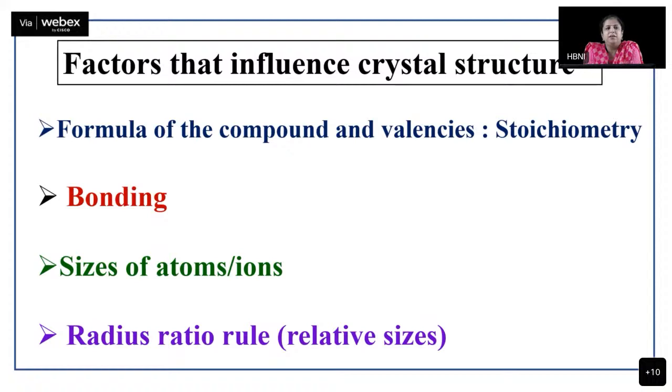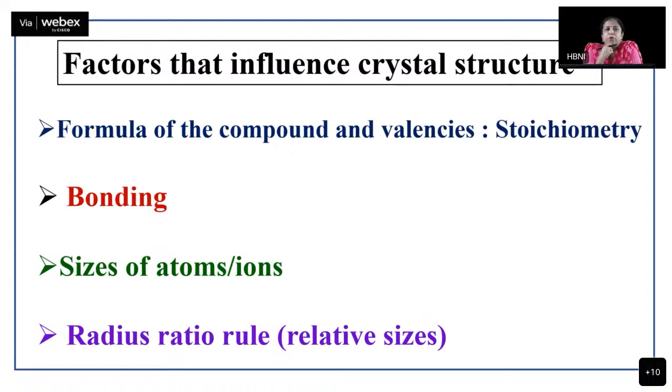If it is AB, it can adopt only an AB kind of structure and not an AB2 or AB3 kind of structure, right? If it is an AB2, it will adopt an AB2 kind of structure. So that narrows down what structure our material will adopt. First and foremost, and the simplest, it depends upon the formula of the compound. Rather, I would say it depends upon the stoichiometry of your ions in that particular formula. Second is bonding. Now, how is bonding important?